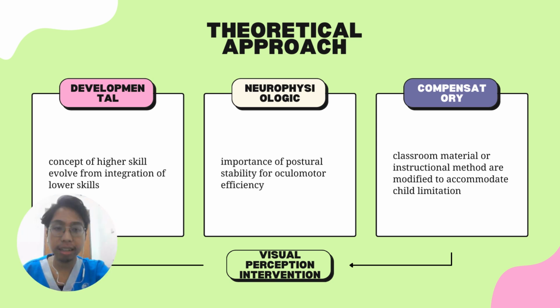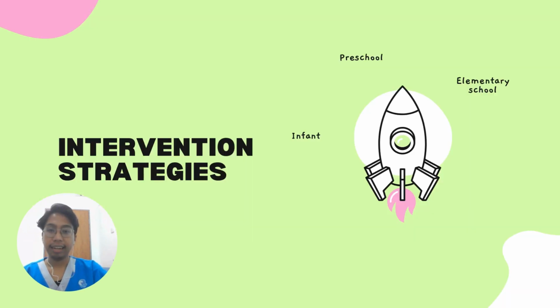And then for compensatory, which is a classroom material or instructional method modified to accommodate a child's limitation. For example, instead of having so much material, just make it in its simplest form, like one page, but not too fully packed, so that they can have better visualization when it comes to doing homework and stuff. Because too many things equals overwhelming for them. So yes, the intervention strategies I want to talk about are for infant, preschool, and elementary school.